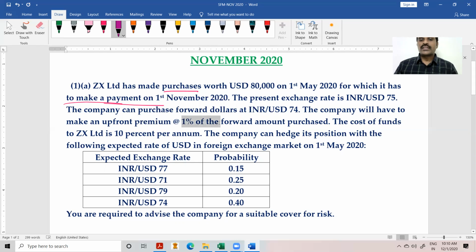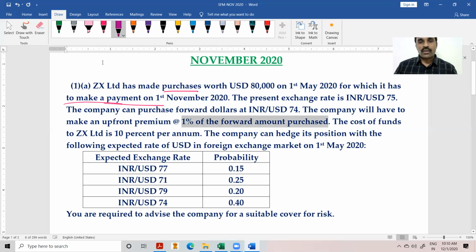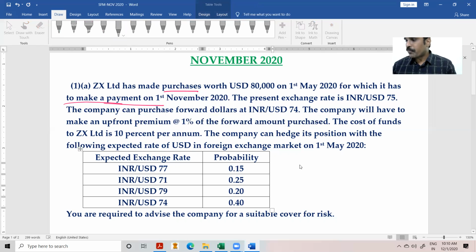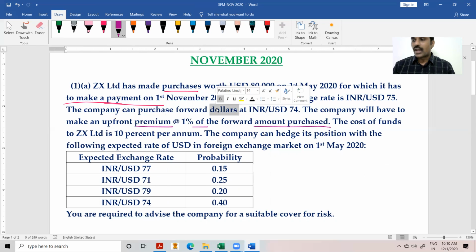Next, we'll calculate the cost of the forward premium. Look at this. Some of the students make a mistake here in calculating the forward premium. Look at this, US dollars 80,000. So the premium is paid on what? Upfront premium 1%. I am paying the premium on what? Premium on the amount purchased, not the money paid.